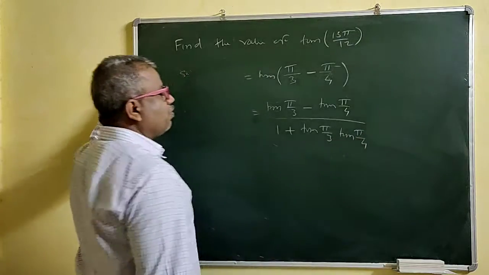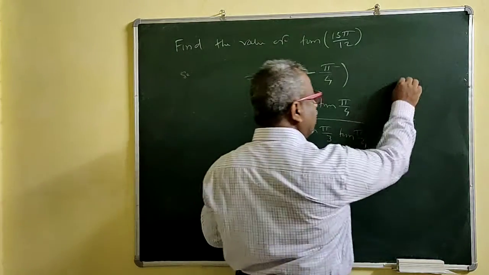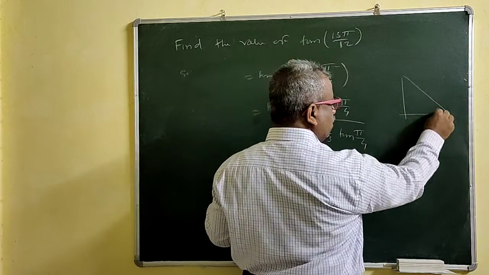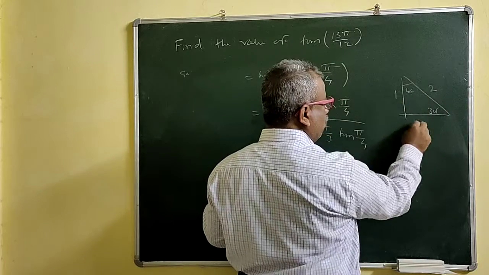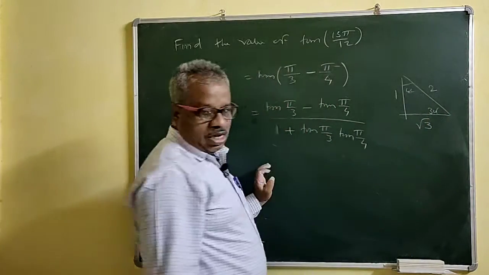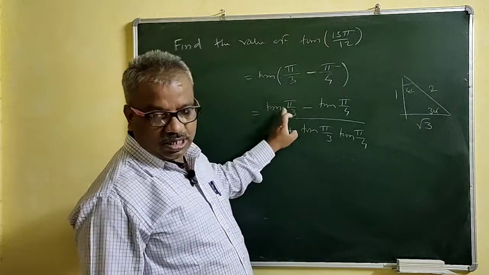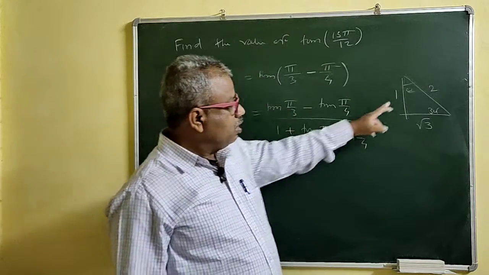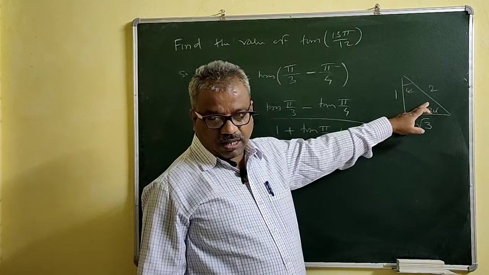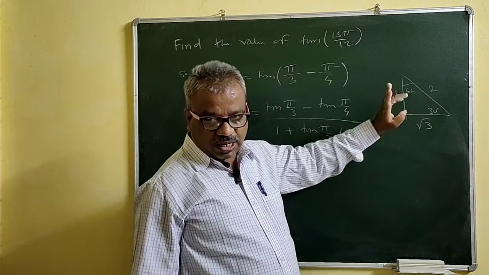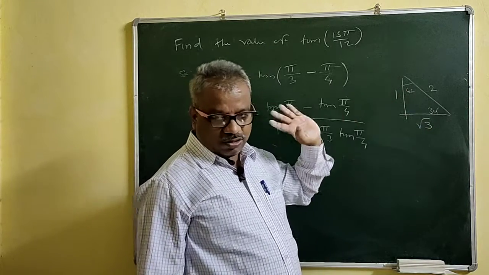Note that tan pi by 4 is always 1. Pi by 3 is 60 degree. If you don't remember, draw this triangle. This is 30 degree, this will be 60, the hypotenuse is 2, and this will be root 3, the opposite side of the 30 degree angle. Now tan 60 degree is opposite side upon adjacent side, not hypotenuse. For tan there is no hypotenuse. Opposite side upon adjacent side, that is root 3.